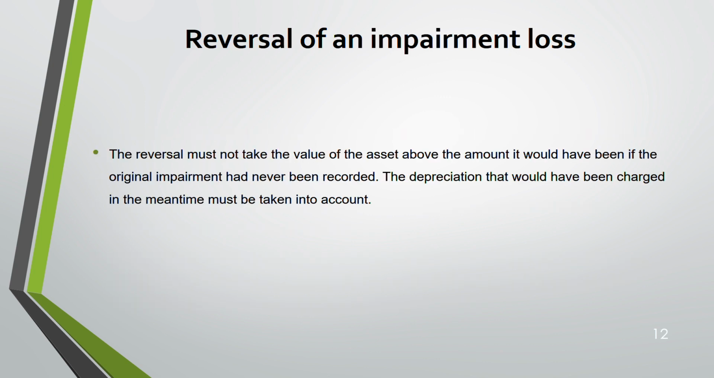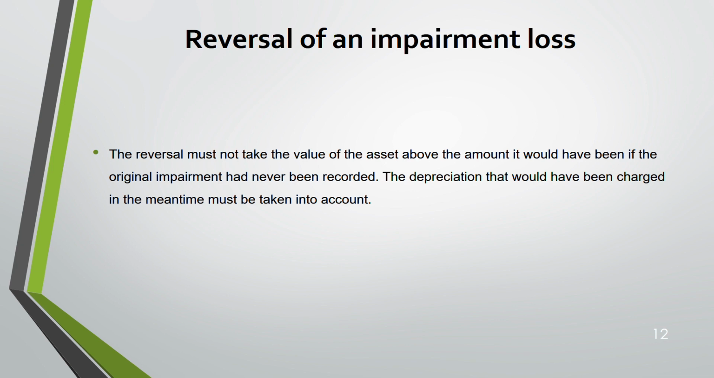But there is a condition. When the reversal takes place, you must not take the value of the asset above the amount that it would have been originally if impairment had never been recorded. That means if there was no impairment, whatever the amount of the asset would be at that time, you can reverse only up to that amount, max. More than that, you cannot write the value of the asset.